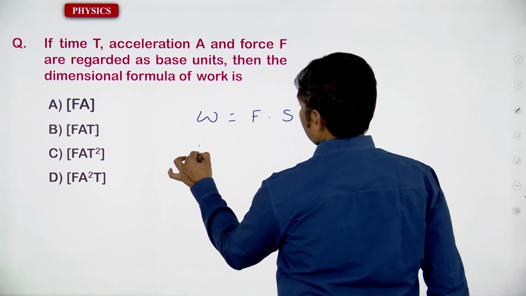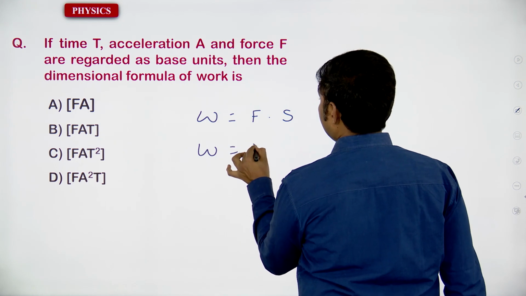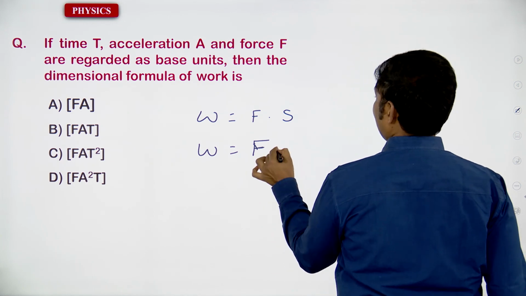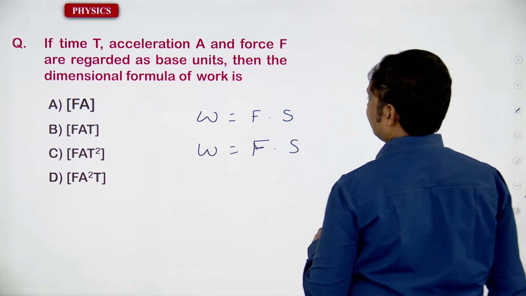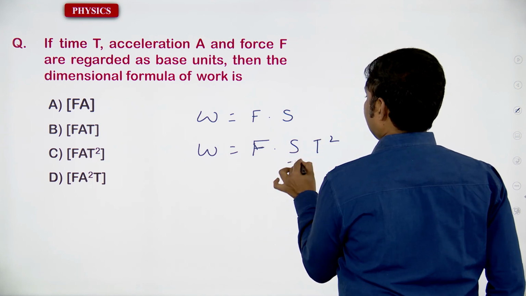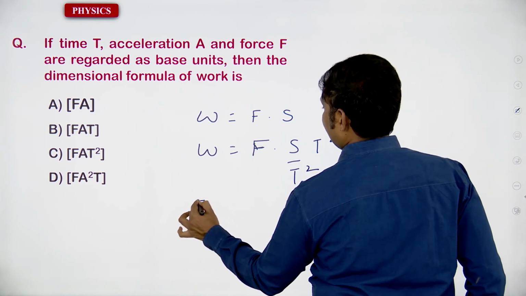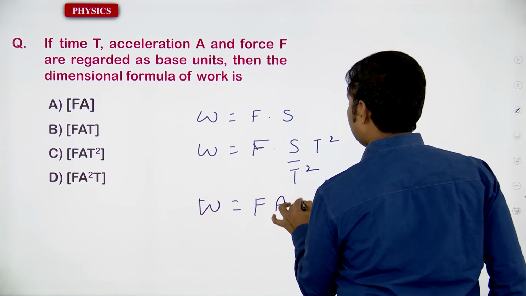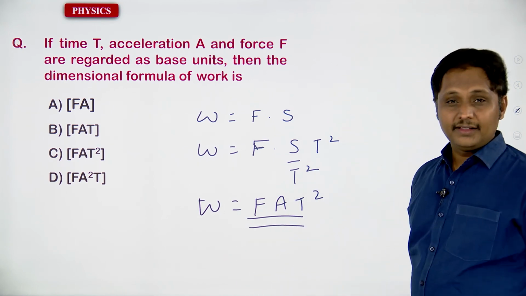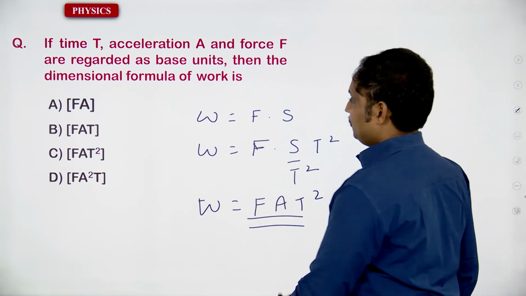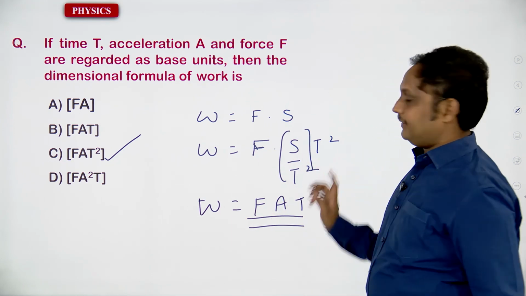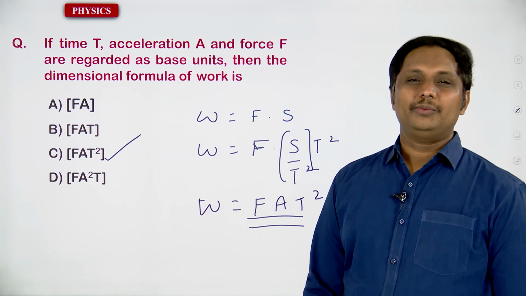So, W, which is going to be F into S, you have to multiply with t squared by t squared. It's very clear. That is going to be F into A into t squared. So, now we will get that. This is the method we can solve that. You have to take F A t squared. It represents the acceleration. In this way we will solve the problem. So, it's very easy for you.